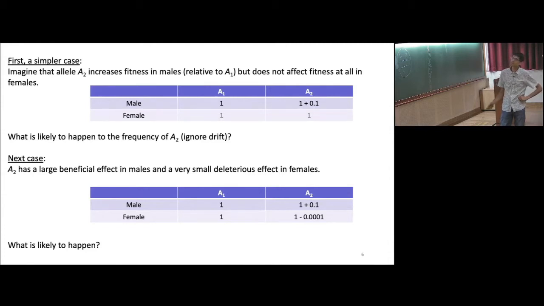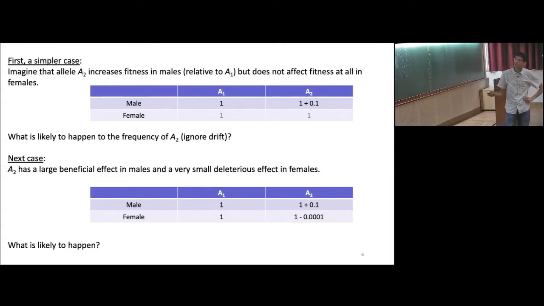Let's start with this first simple case. Imagine we have this A2 allele which increases fitness in males relative to some other allele A1, but has no effect in females, right? In other words, here's how it affects males: it increases fitness by 10%. That would be a massively huge selective advantage. And in females, it has no effect. So what's likely to happen to the A2 allele? It's going to spread to fixation, right? Ignoring genetic drift, it would spread to fixation.